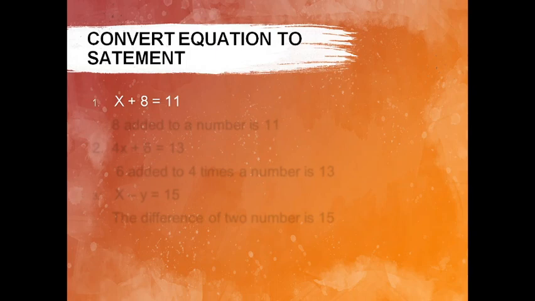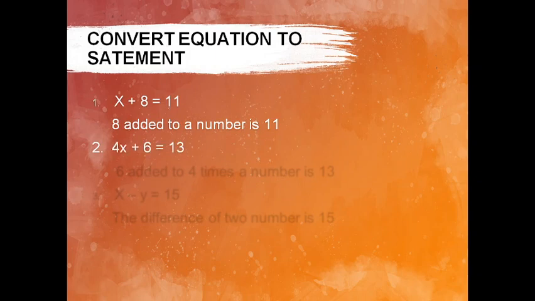So we can say 8 added to a number, taking x as a number, is 11. So the statement will be: 8 added to a number is 11. Then the next equation given is 4x plus 6 equals 13. So here we can say 6 added to 4 times a number, x being a number, is 13. So our statement will be: 6 added to 4 times a number is 13.